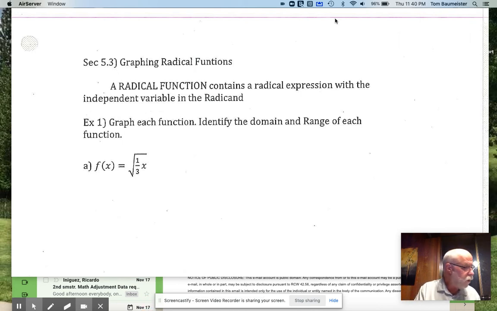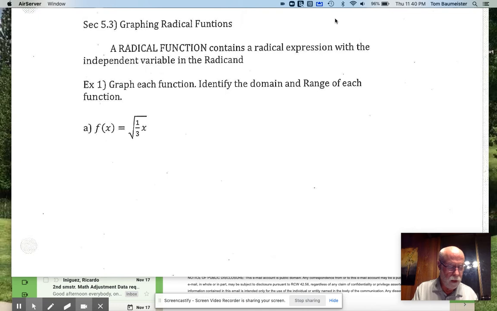We're going to talk about graphing radical functions. So a radical function contains a radical expression with the independent variable in the radicand. So that means it's underneath the radical sign. So example one, graph each function and identify the domain and the range of each function.